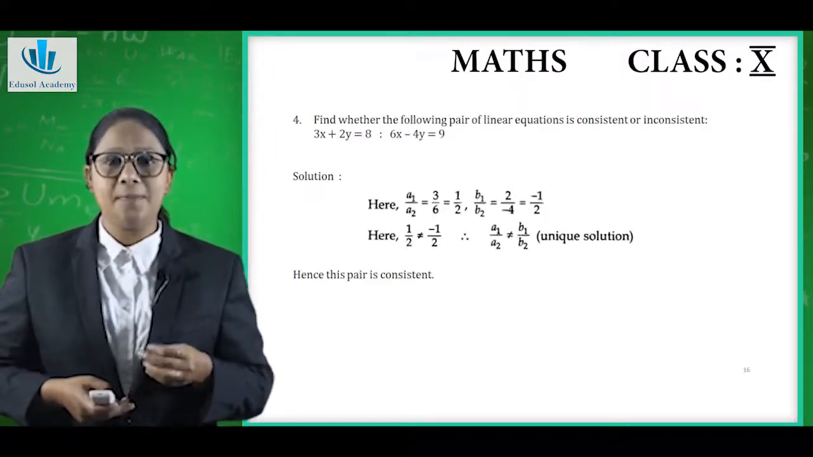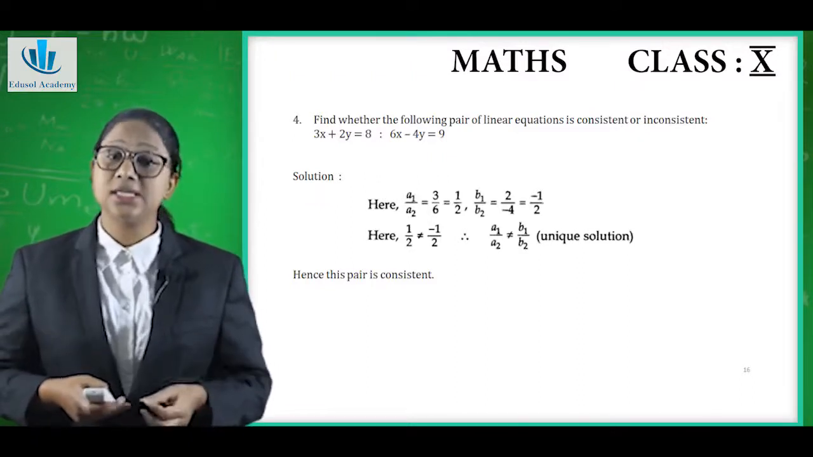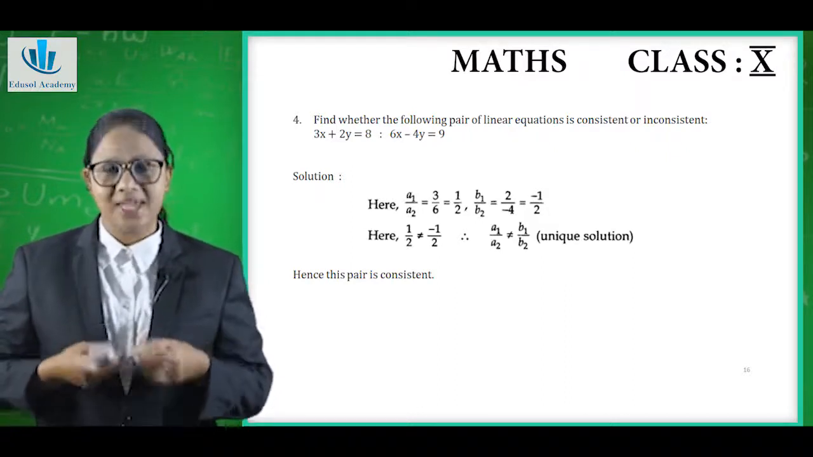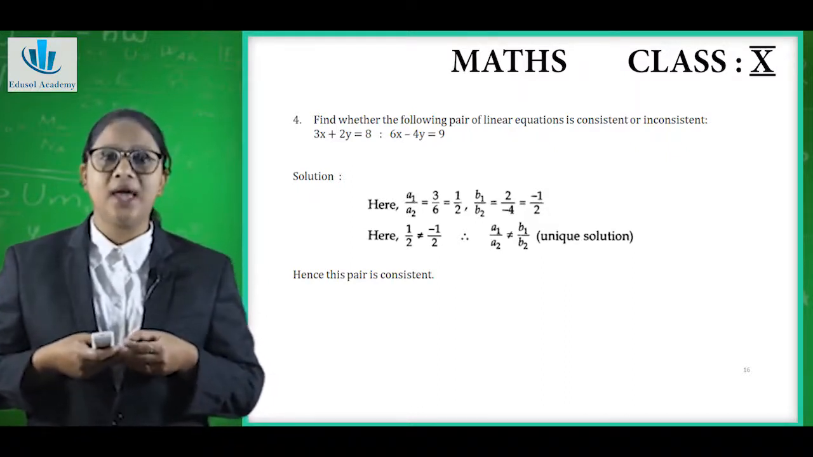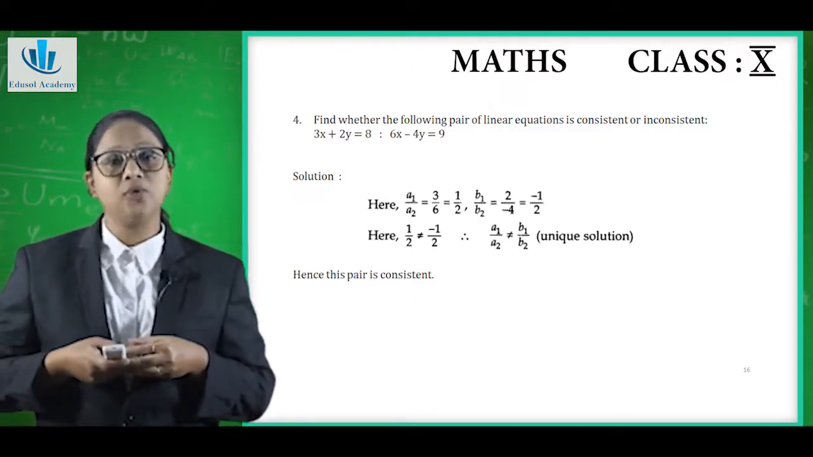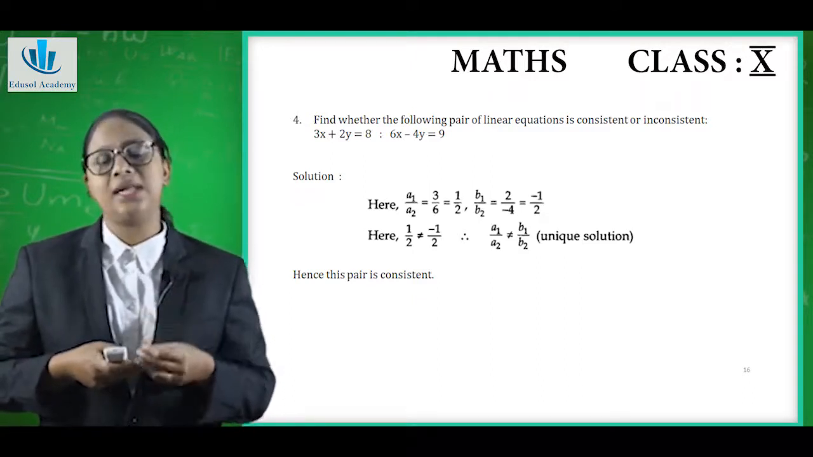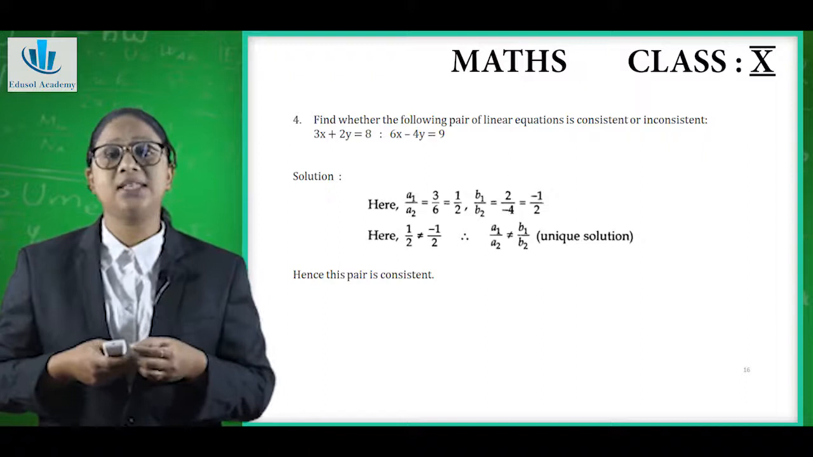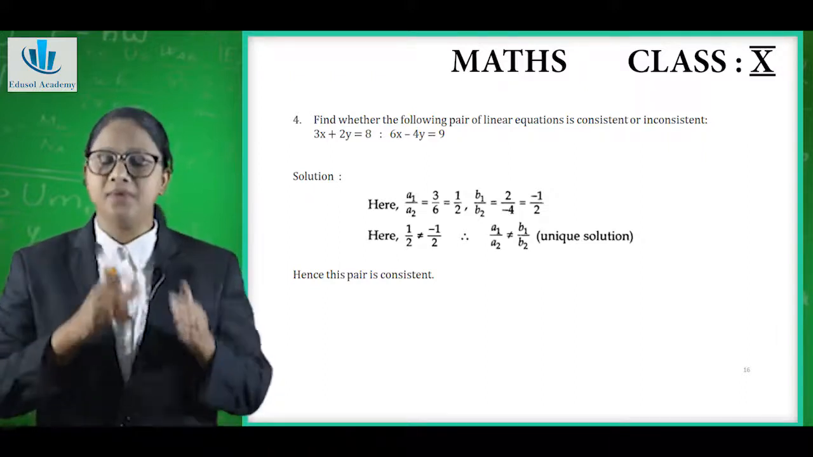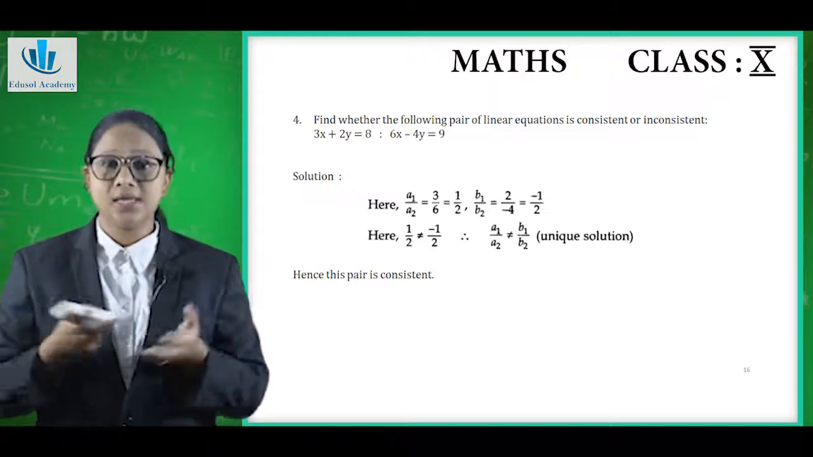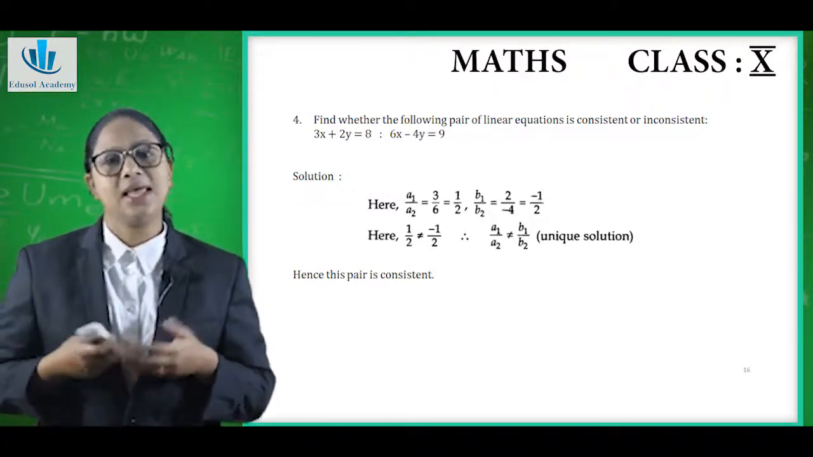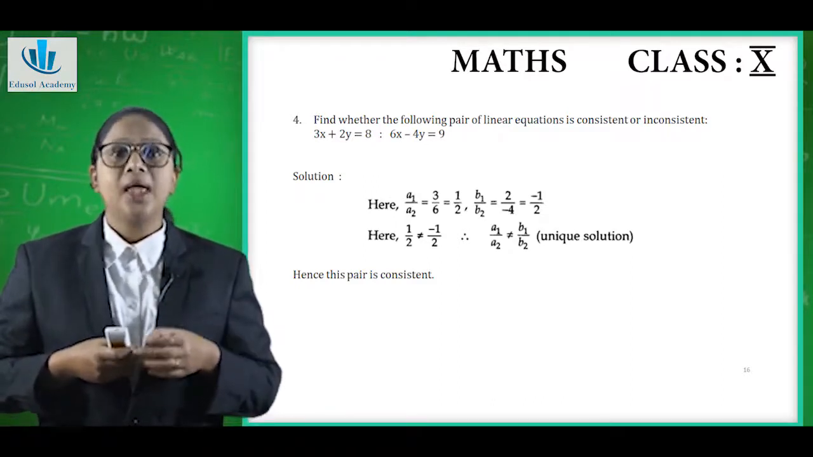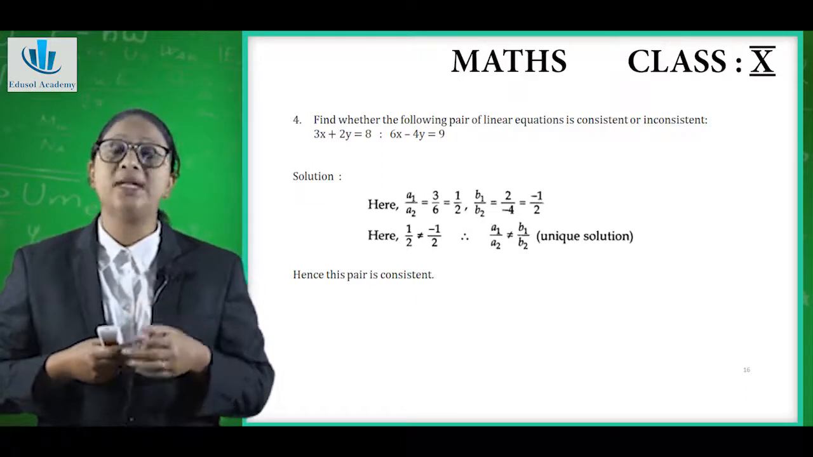Find whether the following pair of linear equations is consistent or inconsistent. The equations are 3x plus 2y is equal to 8 and 6x minus 4y is equal to 9. So we are asked to check the conditions and apply accordingly and decide if the system is consistent or inconsistent. So we have to take the values a1 by a2 separately, b1 by b2 and c1 by c2 and check if there is any relation between them. So a1 by a2 will be 3 by 6, that is equal to 1 by 2. B1 by B2 is equal to 2 by negative 4, that is equal to minus 1 by 2.